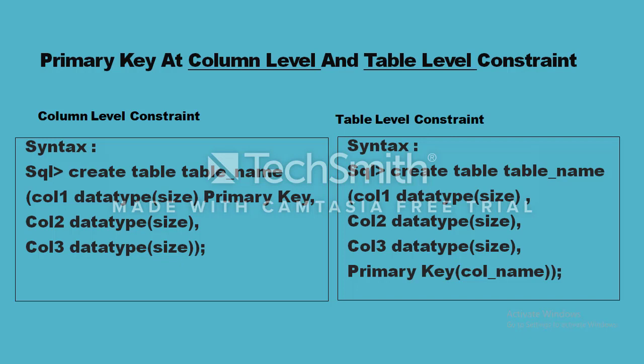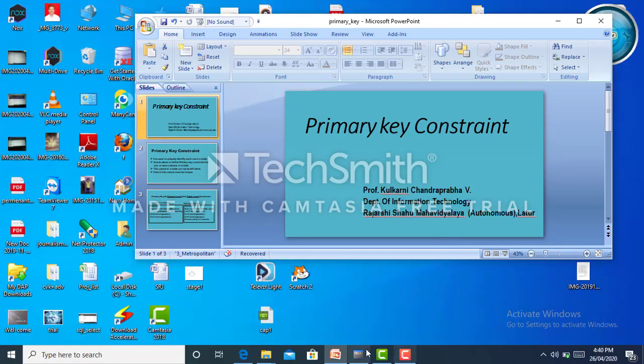Now we'll see the second type, that is table level constraint. So the syntax is create table, table name, opening bracket, column 1 data type size, comma, column 2 data type size, comma, column 3 data type size. Now after defining all the columns, you have to write the words primary key, and in bracket the name of the attribute which you want to use as a primary key for this table.